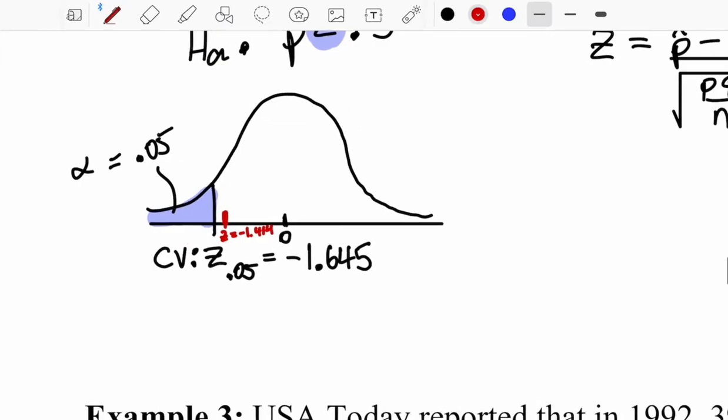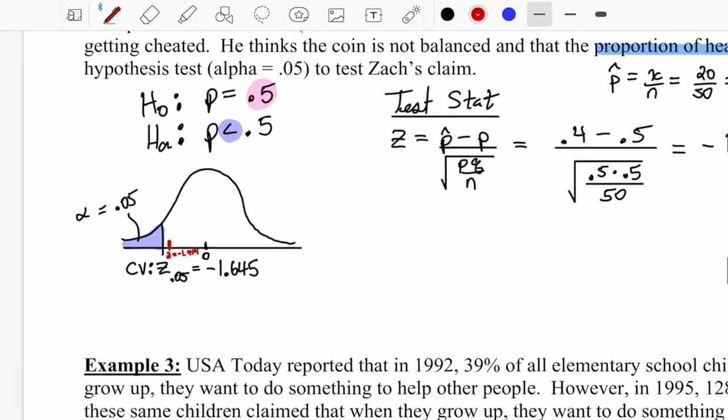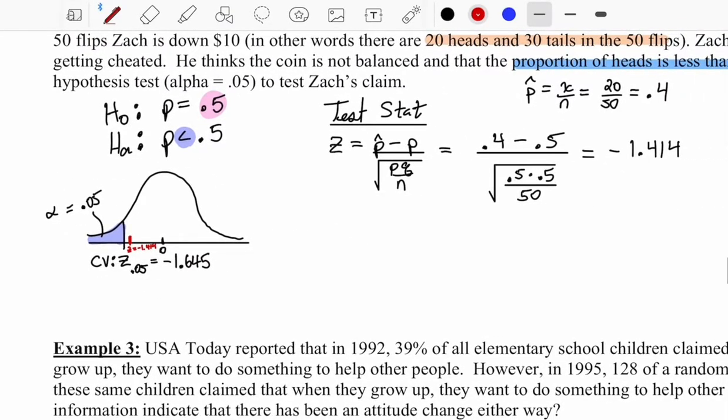Now, in terms of conclusions, it's not in the shaded rejection region, right? The shaded rejection region always speaks to the null hypothesis. So this is saying do not reject the null hypothesis, right? So if I'm not rejecting it, I'm keeping it.